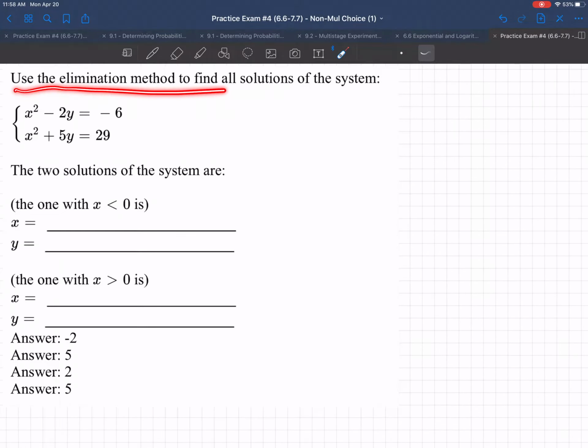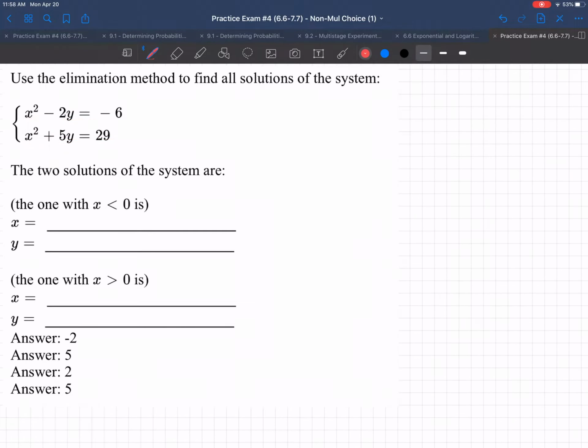Use the elimination method to find all solutions of the system. So we have this system, two equations, and it's non-linear because we have x squared, right? Linear just means x and y are to the first power. This is non-linear, meaning these are not lines. If we graphed them, they're x squared, they're U-shapes. And so we want to solve the system here.